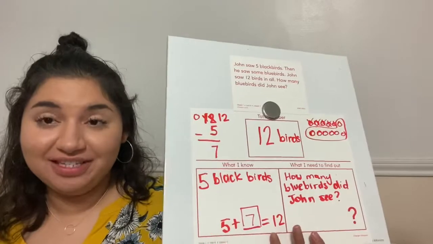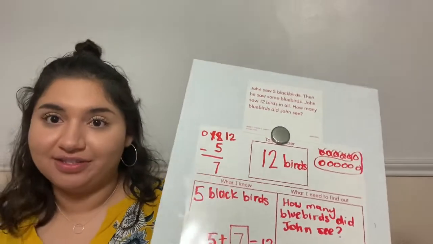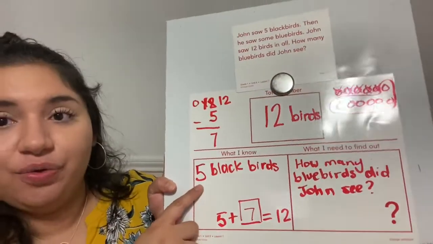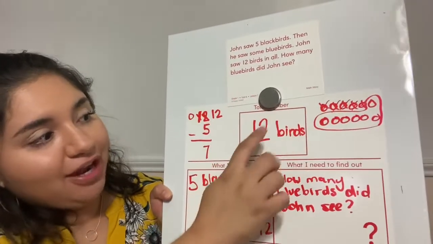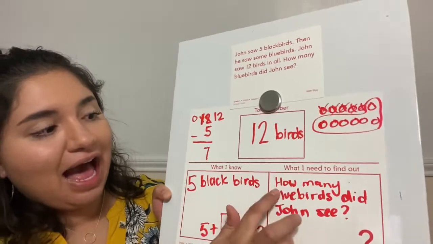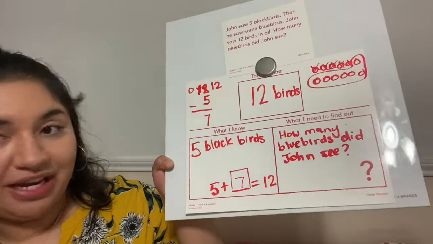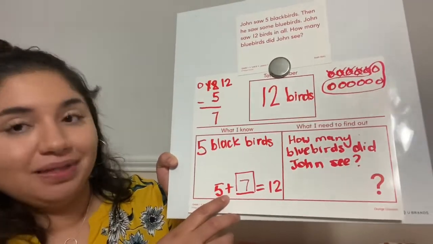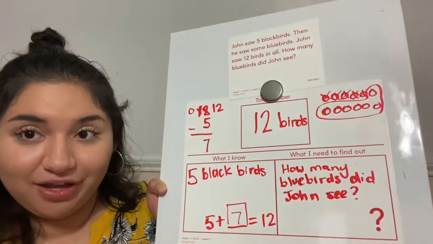Now, I worked out this problem and I'm going to go through it real quick so you can check your answer. Now, for the what I know part, I know that there are 5 blackbirds. For the total, I know that there are 12 birds. What I need to find out, how many bluebirds did John see? So that's what I need to find out. So what I did was I created an addition problem. So I put 5 plus blank equals 12. So just pretend you don't see that 7 there for right now.